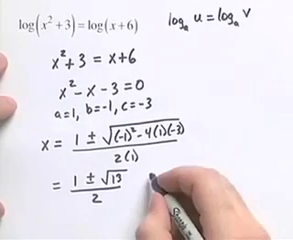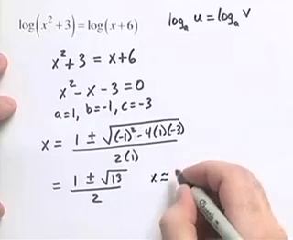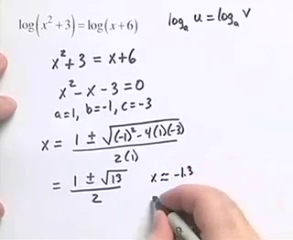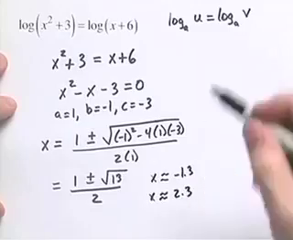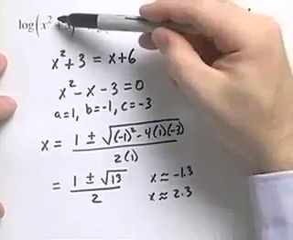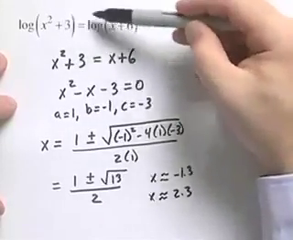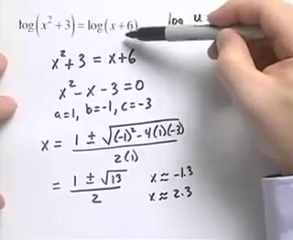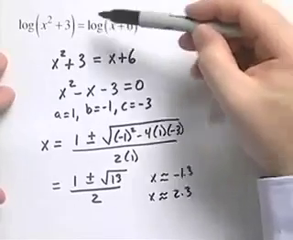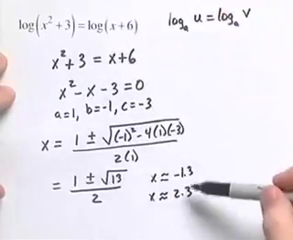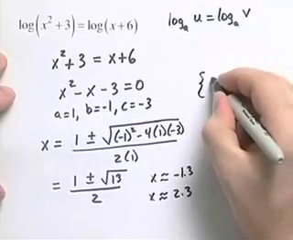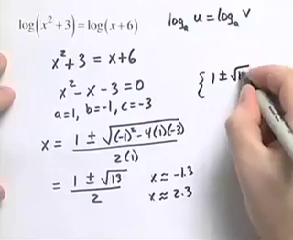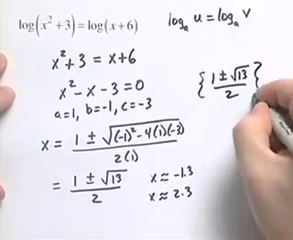If we put that in our calculator, we'll see that x is approximately -1.3 and x is approximately 2.3. If we use those and check in our original equation, you can see that neither of those values will yield a negative value inside the logarithm, nor will they yield 0, and so both of these solutions will work. So our solution set will be 1 plus or minus the square root of 13, over 2.